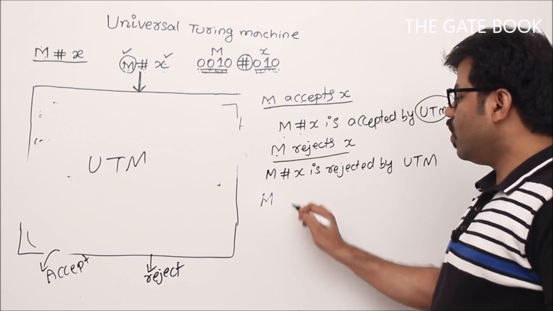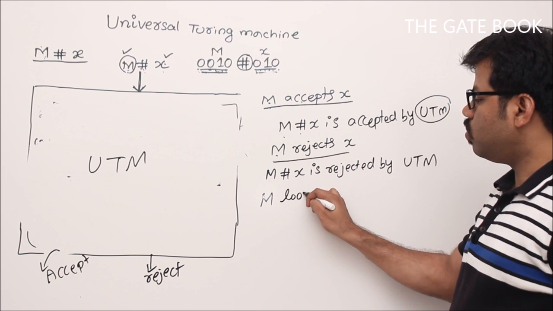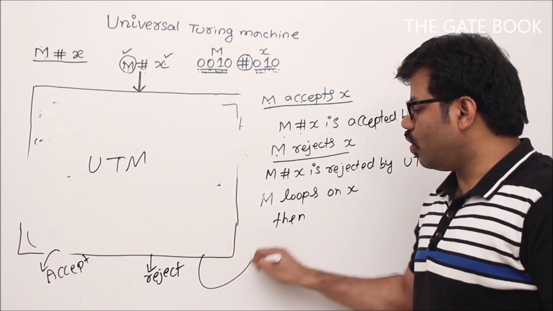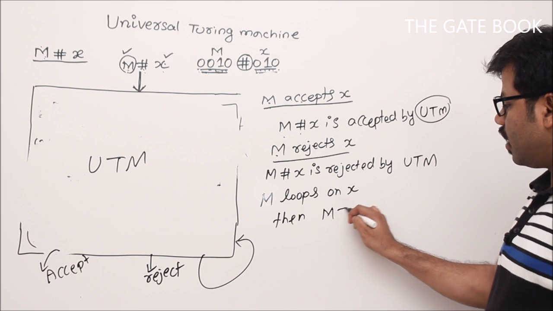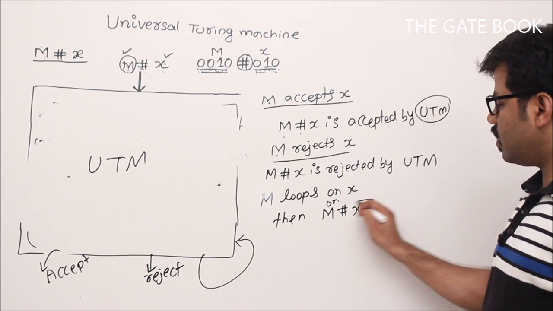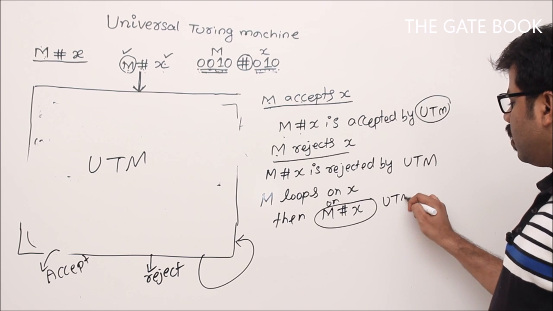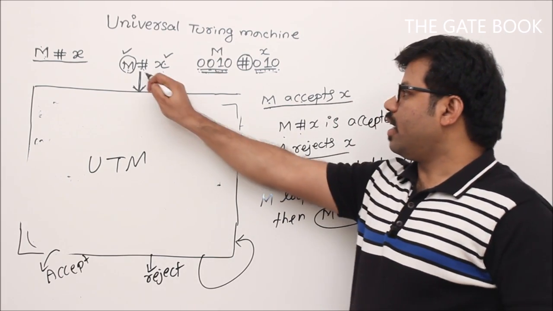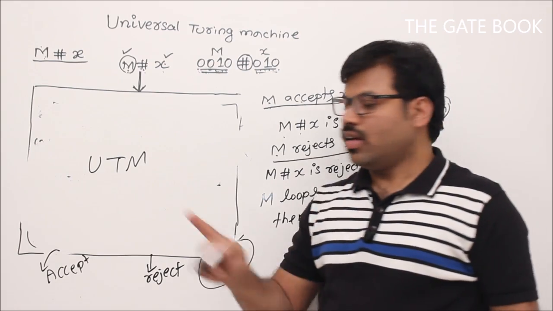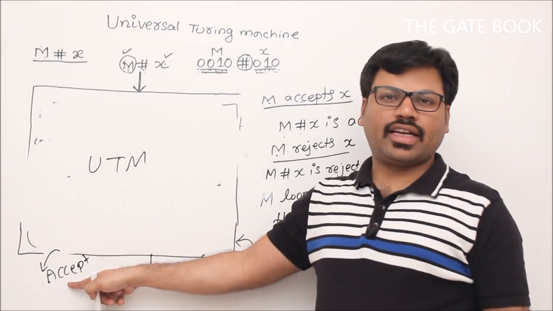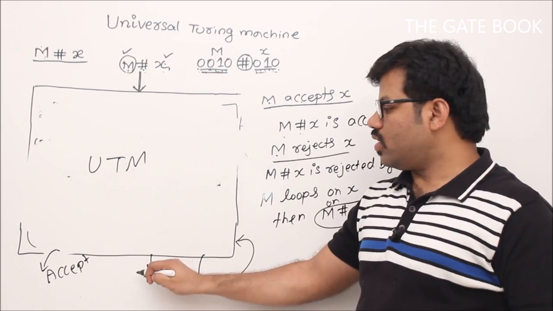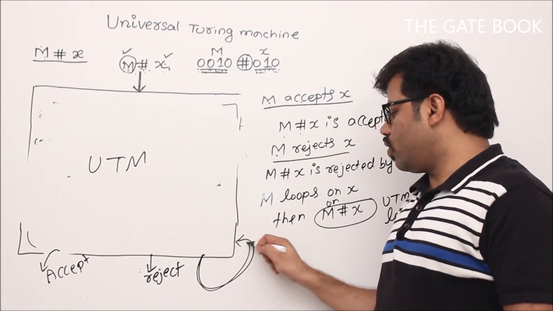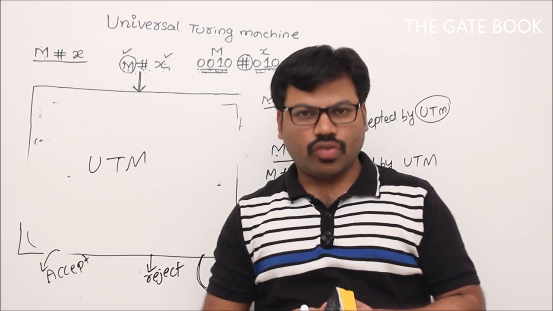If M loops on x, then your universal Turing machine is also going to loop on m hash x. That is the summary of the universal Turing machine. Very simple. It takes input m hash x. If M accepts x, the universal Turing machine accepts it. If M rejects x, then it rejects m hash x. If M loops on x, then your universal Turing machine is going to loop. That is the functionality of the universal Turing machine.